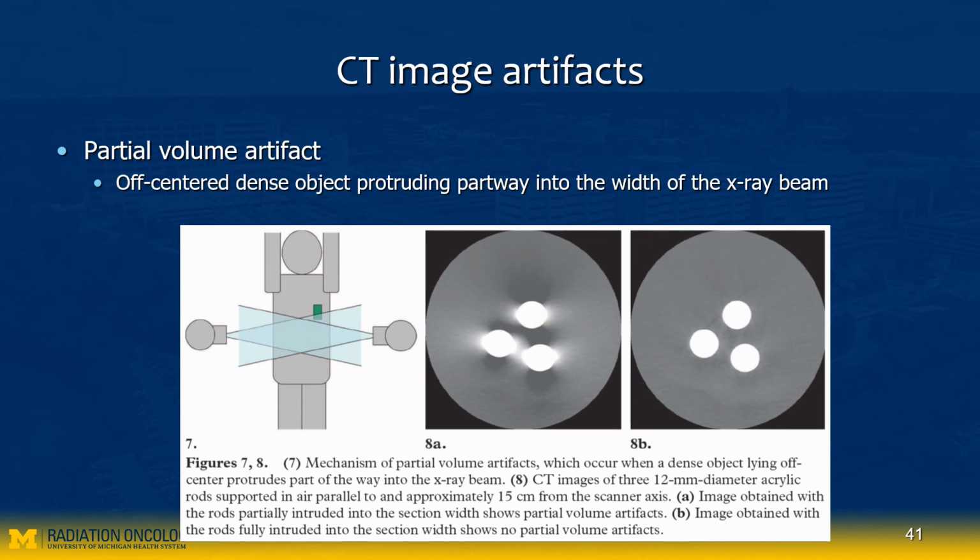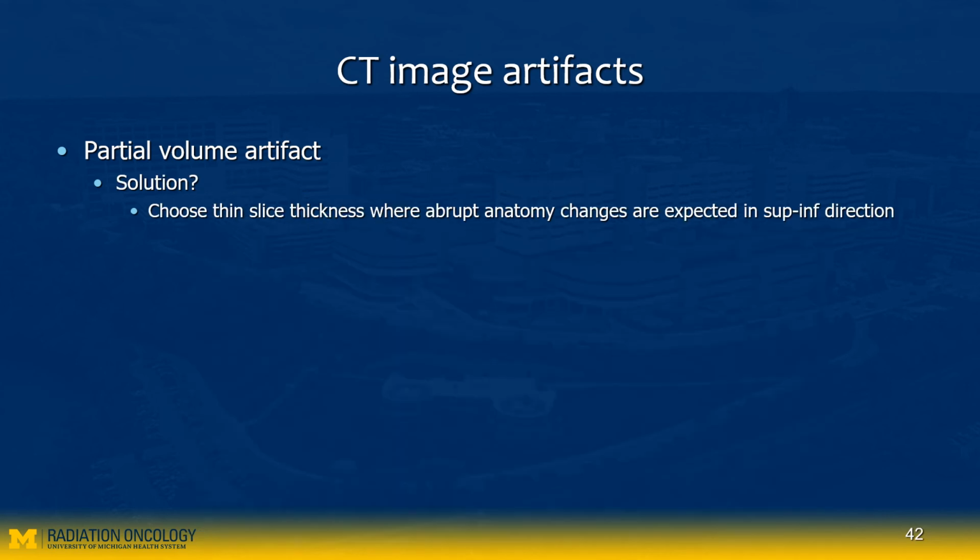Okay, so like I said, what is the solution for this blurred partial volume artifact? You have to choose a thinner slice thickness, okay, whenever you expect some abrupt anatomy change.